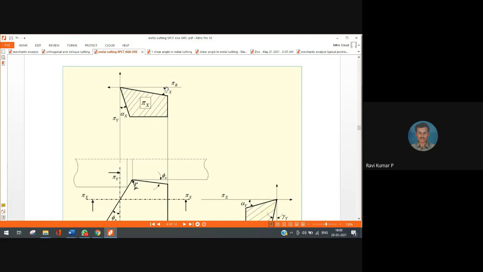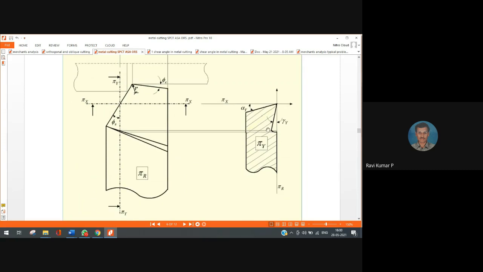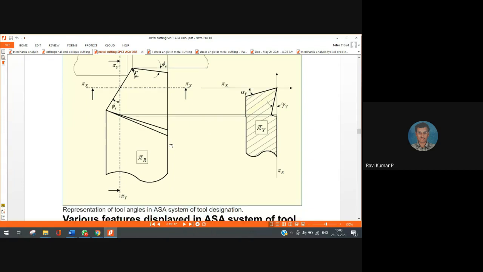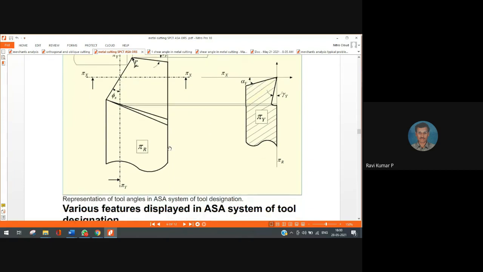The angles seen here are gamma x and alpha x. Gamma x stands for the side rake angle, right? This is the side clearance angle, sorry, end clearance angle. Likewise we have two more angles when I cut in the pi y direction. This is the back rake angle and the end clearance angle, right? This is a very convenient method, and many times we use it.